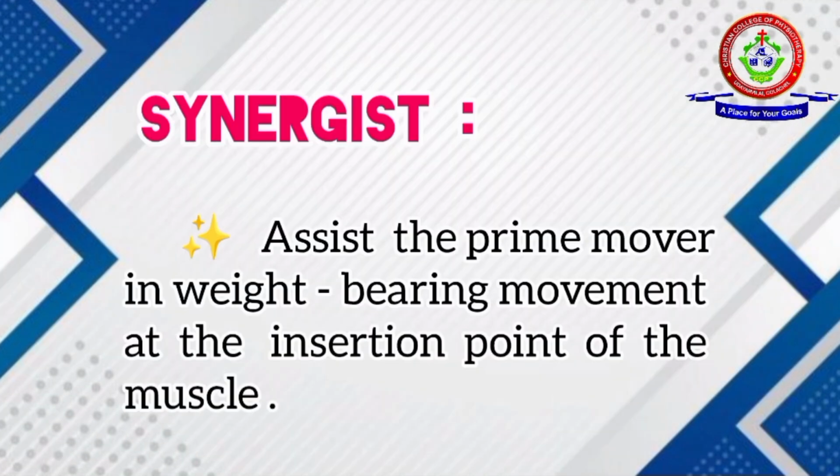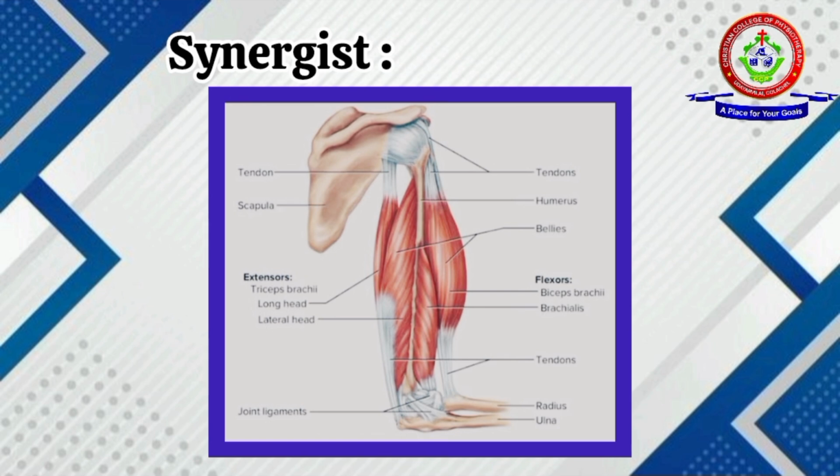What is meant by the synergist? Synergists assist the prime mover in weight-bearing movement at the insertion point of the muscle. For example, the biceps brachii and the brachialis muscle are synergists in elbow flexion. The triceps brachii is an antagonist of those two muscles and it's the prime mover in elbow extension.